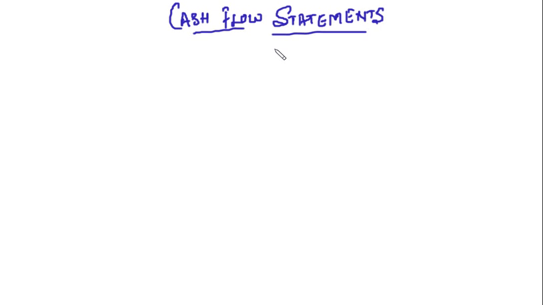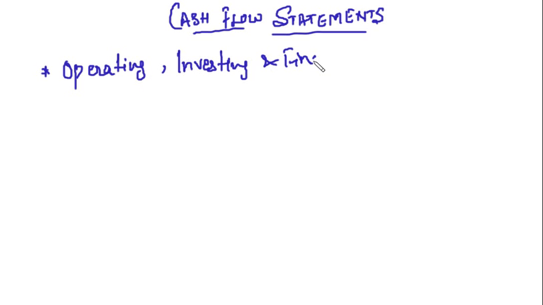Clear? So I told you we have the cash and cash equivalents. That is important. Cash and cash equivalents, right? Then I told you that cash flow statements are prepared covering three activities. What are the three activities? Operating, investing, and financing. Clear?